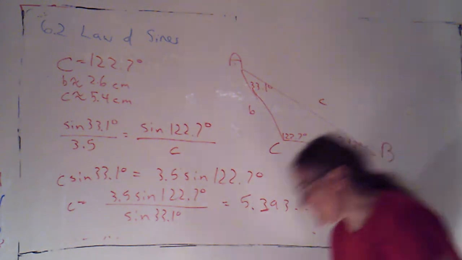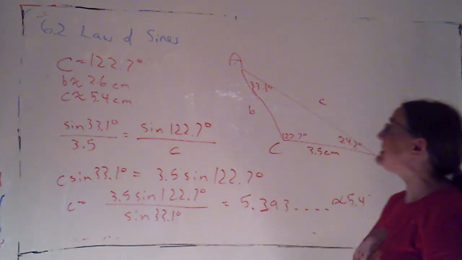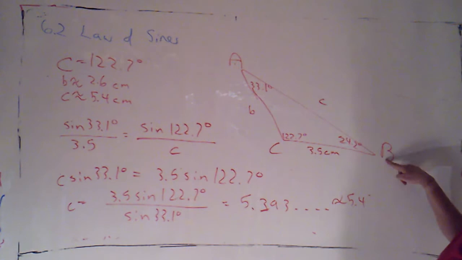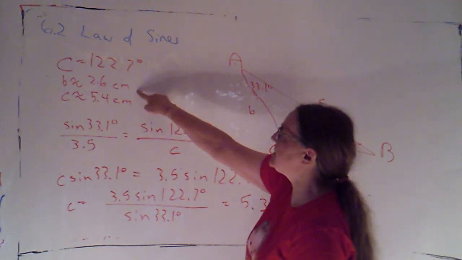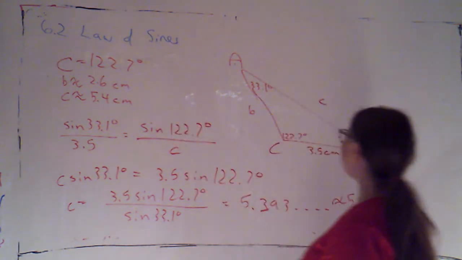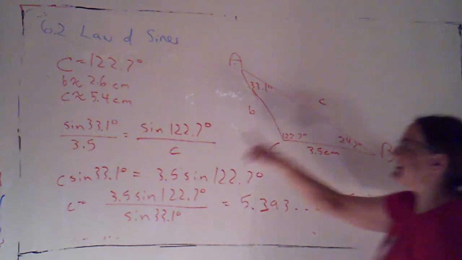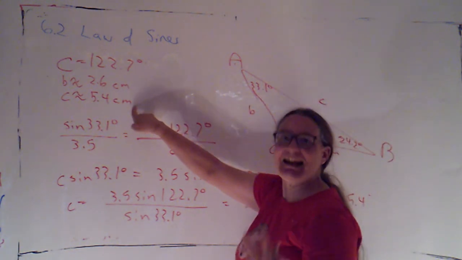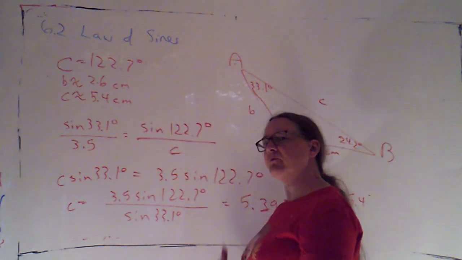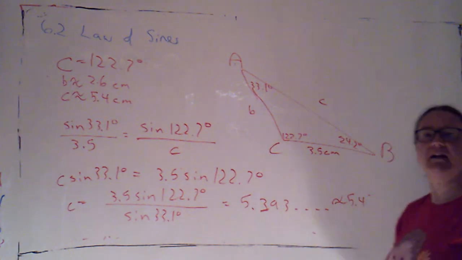One thing you can do that's a nice, quick, easy check. Notice B was the smallest angle, so side B should be the shortest side, and it is. C was the biggest angle, so side C should be the biggest side, and it is. If you violate that rule, you've made a mistake somewhere in your calculation.